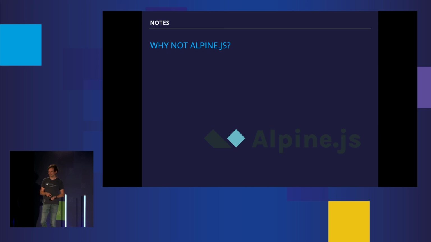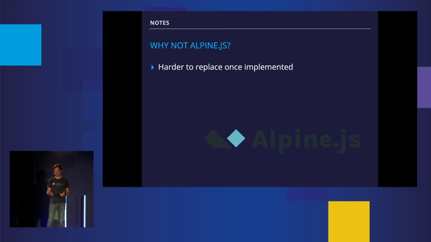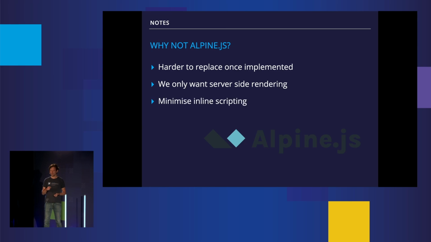Why not Alpine.js? Alpine.js does a lot more things. It's also about logic. You can do looping and rendering and stuff like that. We don't want that because it's harder to replace once it's in there. And it's nice. I also used it very successfully in one project in the front end, that's fine, but here we don't want it. It's also too much baggage. We want server-side rendering. We want to minimize inline scripting.